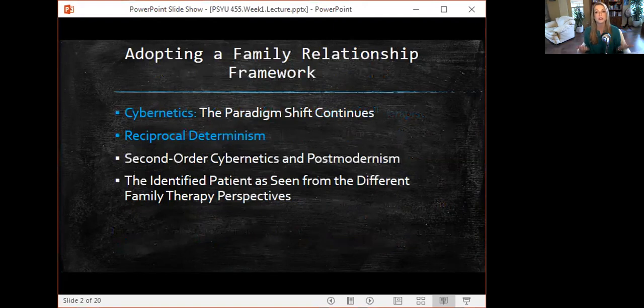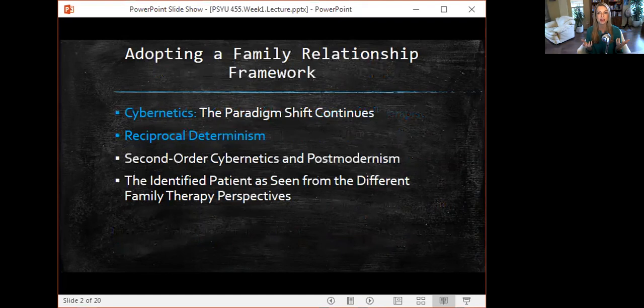So, second order cybernetics represents an increasingly influential theorist on constructivism and social constructivism. Different models of family therapy consider the identified patient in different ways. Each family therapist believes the symptom itself acts to actually stabilize the system and relieve family stress.